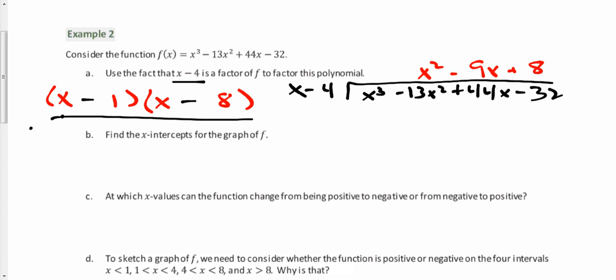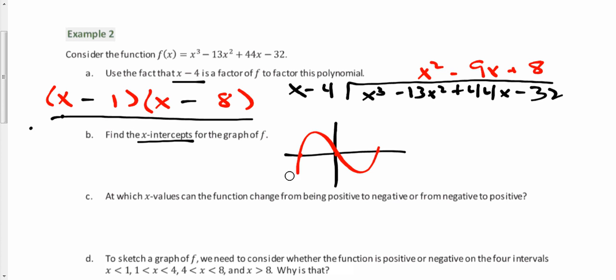My x-intercepts. Remember what an x-intercept is. What is an x-intercept? When it crosses the x-axis, right? What's the value of the function when it crosses the x-axis? I got a function, right? What's the value of my function there? And what's the value of my function there? And the value of my function there, right?